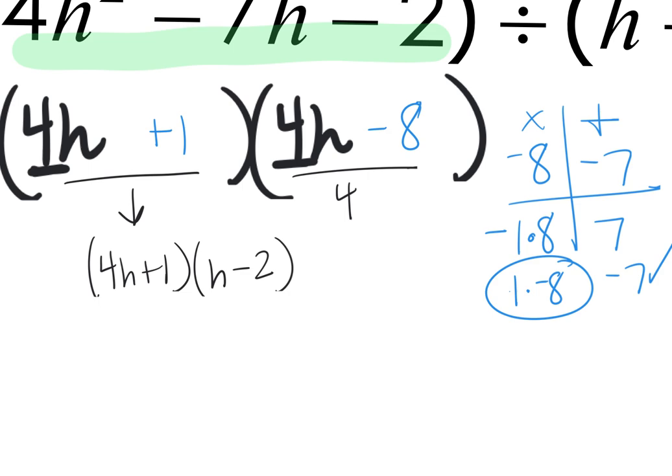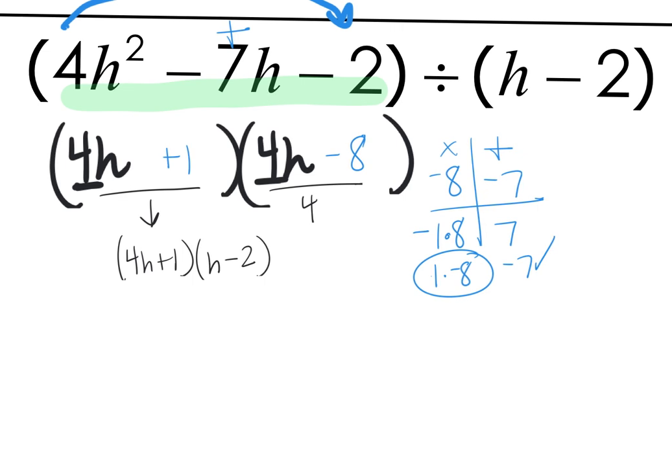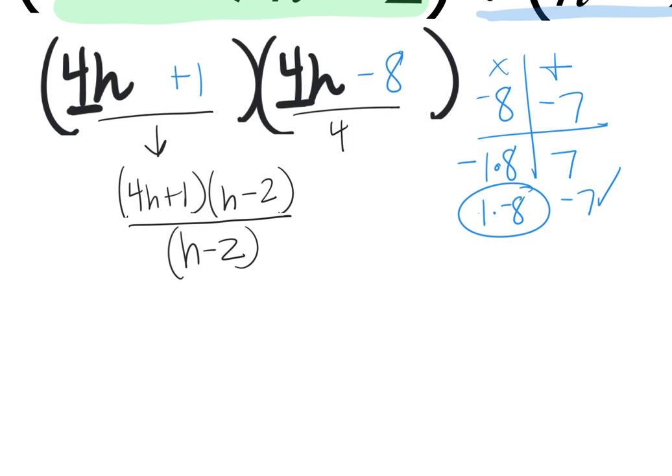Now, that's all factored. I have to bring this part back to the problem because technically what I'm doing is divided by H minus 2. So now I'm going to say divided by h minus 2. Cross off your matching pairs. Whatever's left is your answer, 4h plus 1.